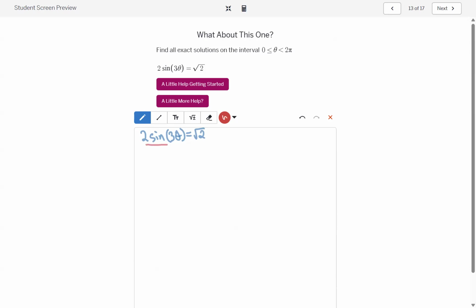So our first step, we're just going to divide the two. So I now have sine of the weird 3 theta equals square root of 2 over 2.